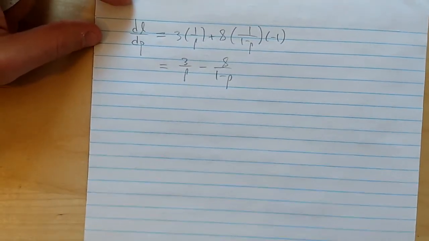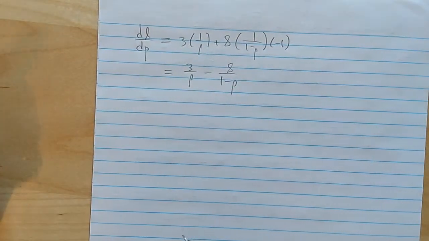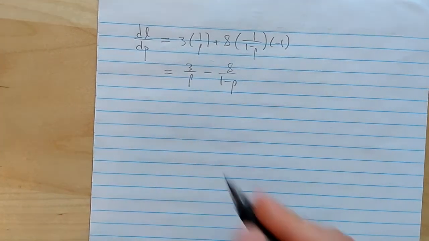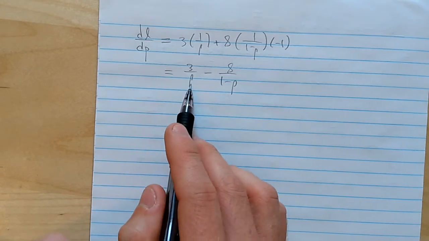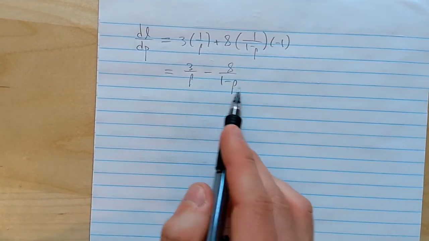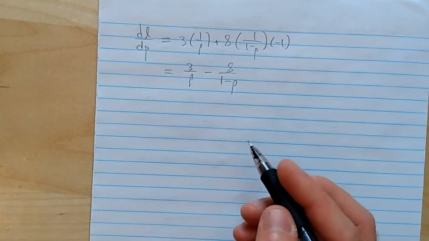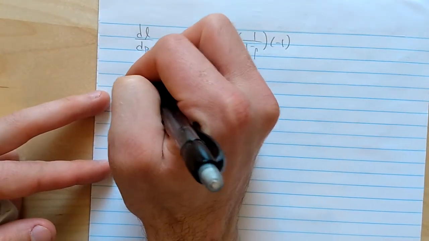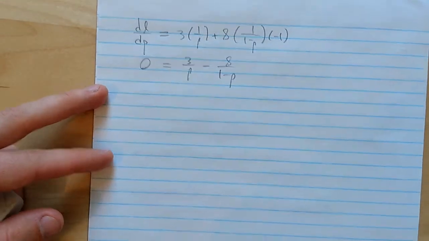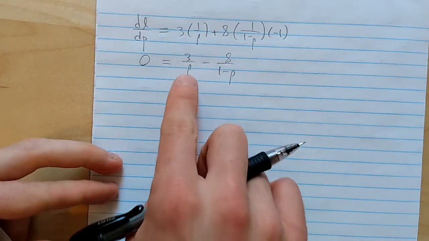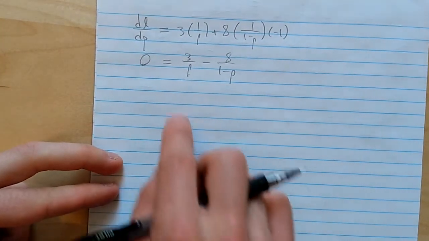Cool. All right. So are there any critical points on this open interval from 0 to 1? Well, let's set this equal to 0 and see. There are no critical points where it's undefined because those occur just when P equals 0 and P equals 1, and we just talked about that. We're not worried about those. We're only concerned about critical points in the open interval 0 to 1.